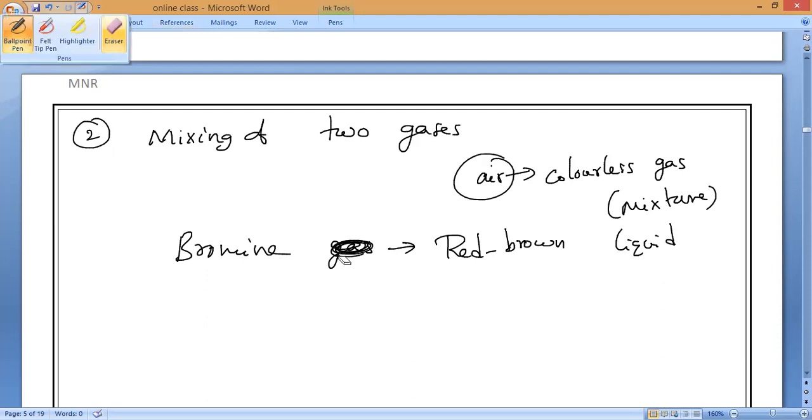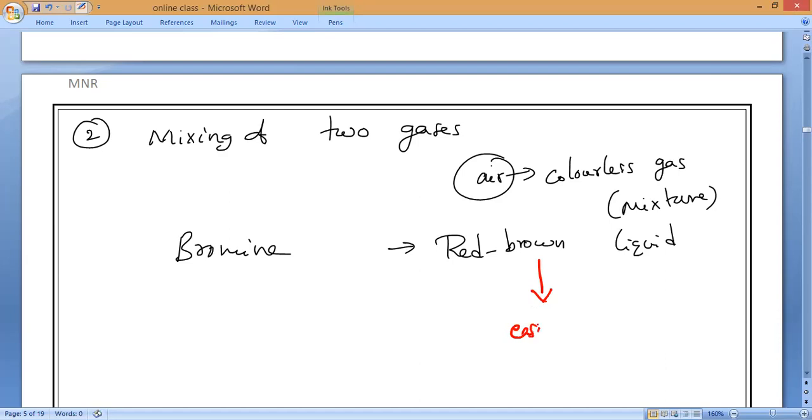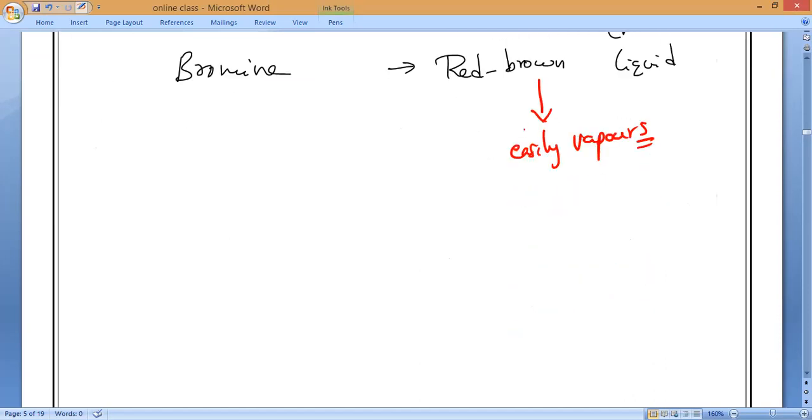Sir, you kept a heading mixing of two gases, but you are saying liquid. That is what I am saying, it will easily form vapors. What is happening, Hari? It will easily form vapors. That is why I am taking this red brown liquid, to show that the mixing of gases will take place. Yes or no? Please respond. That is the reason I have taken this bromine liquid. What is the color of the bromine liquid, guys? Red brown.